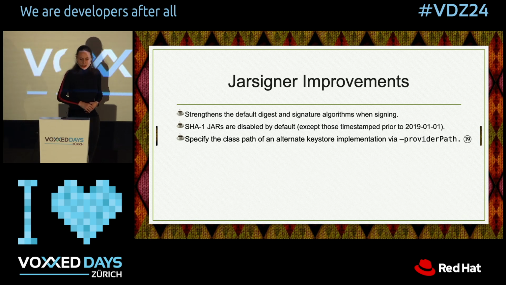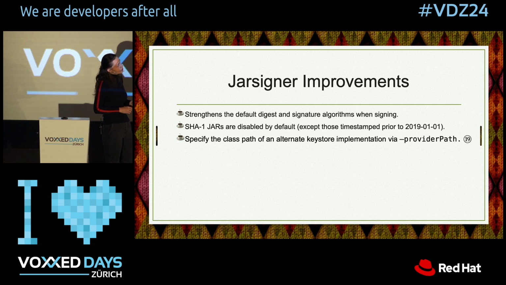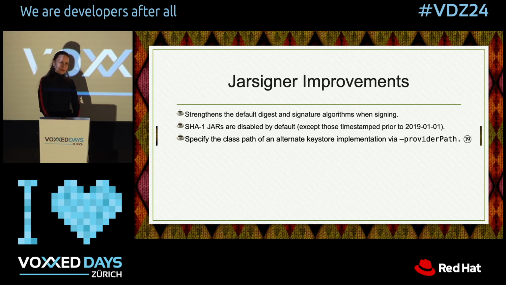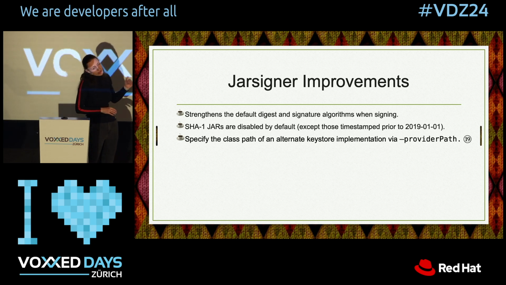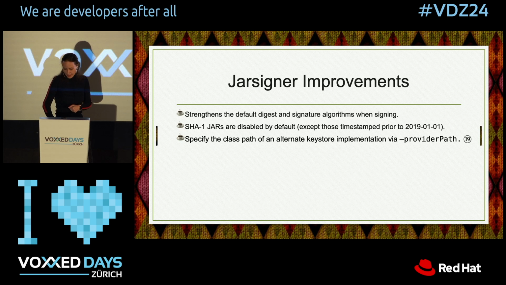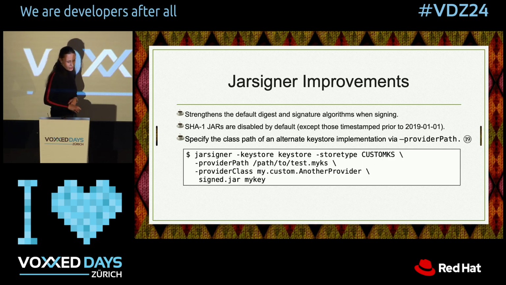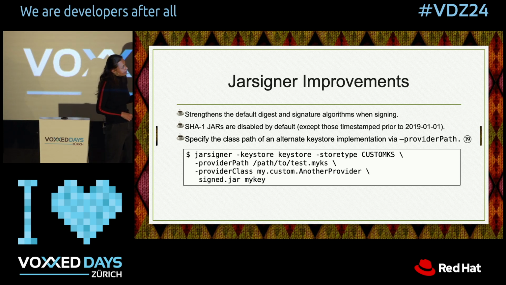And last but not least, jarsigner improvements. Of course, jarsigner was also strengthened by default with this change in the signature algorithms when signing. SHA-1 jars, we saw earlier, are disabled by default. But you can also specify the class path to an alternate keystore implementation via the option -providerPath. The option -providerPath was added in JDK 19, and you can specify that. An example would be like here, when running jarsigner with a custom provider class, but also with a custom provider on a specific path.